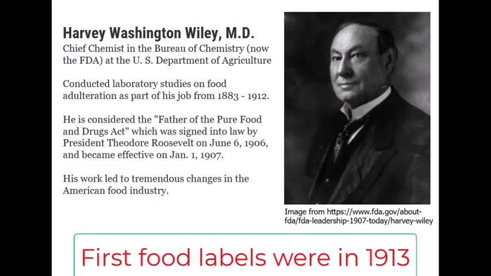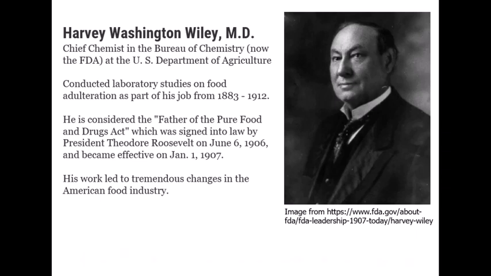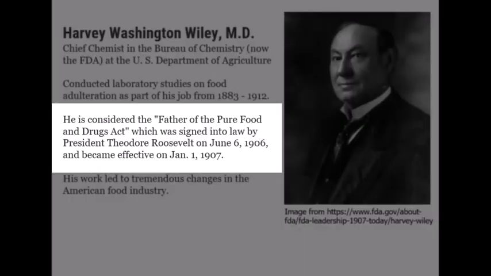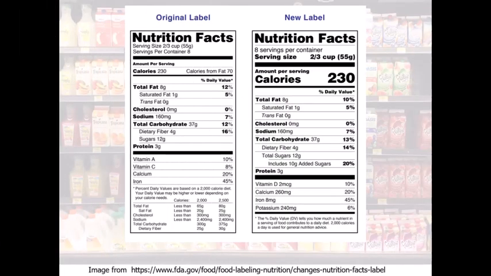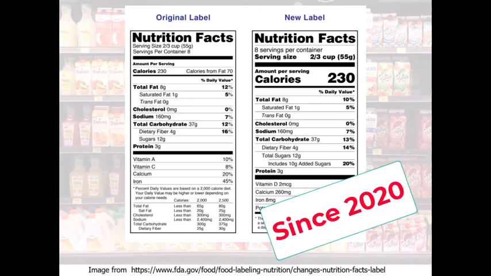In 1913, the U.S. became the first country to enact mandatory food labeling when it passed the Gould Net Weight Amendment to the 1906 Pure Food and Drug Act. Labeling requirements have changed many times throughout this last century. The most recent change took effect in 2020.